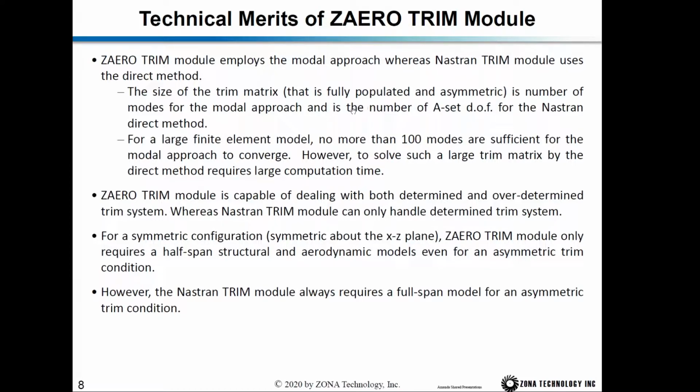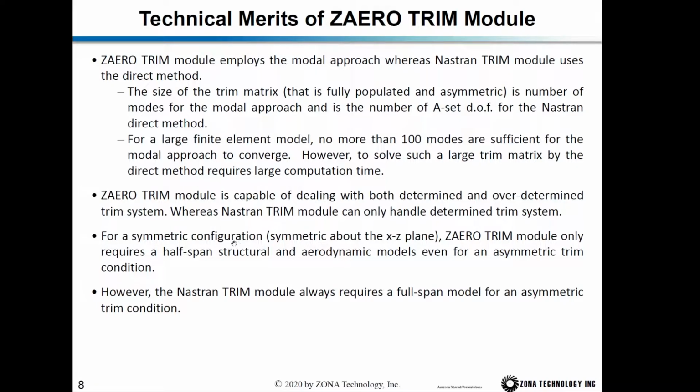However, if we use the modal approach, no more than 100 modes are sufficient for the modal approach to converge. On the other hand, if you use the direct method, it may require a large computational time. And also the ZAERO trim module is capable of dealing with both determined and overdetermined trim systems, whereas the NASTRAN trim module can only handle the determined trim system.